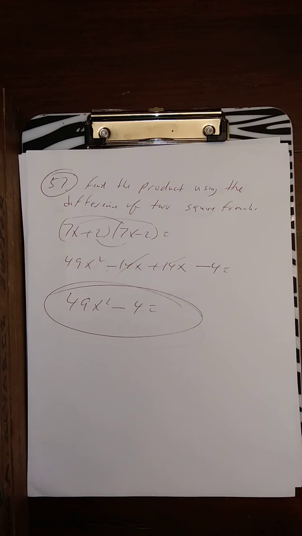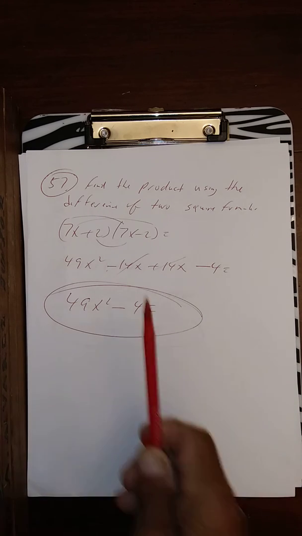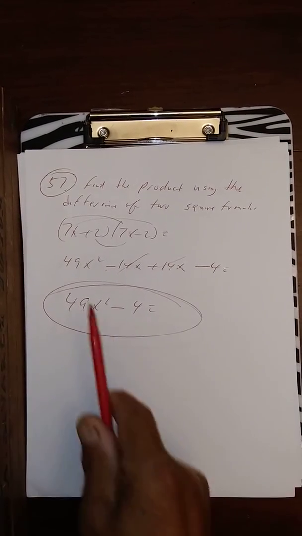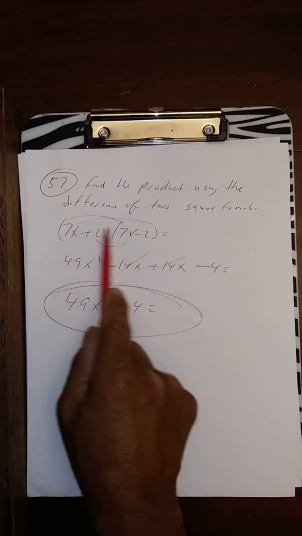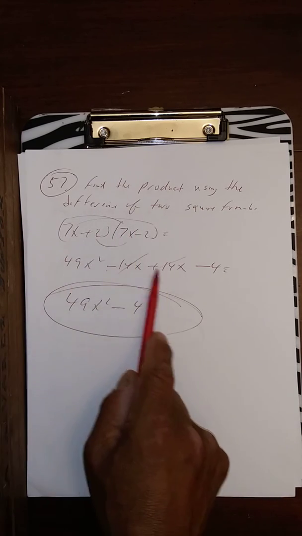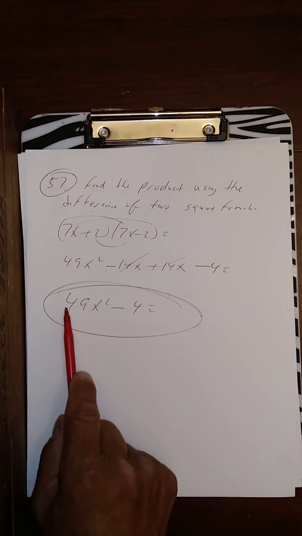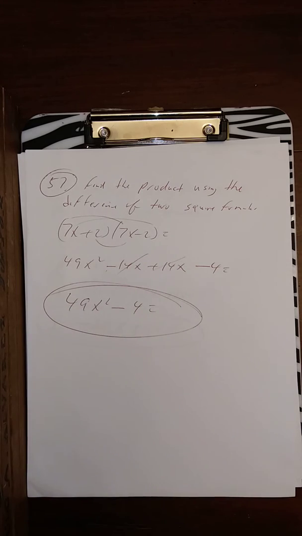Alright, let's see. So we have 7 times 7, 49, x squared, times that is negative 14. That's 4 times 14, that times that is negative 4. 14 minus 14 is gone, so we have this number minus that. We're done.